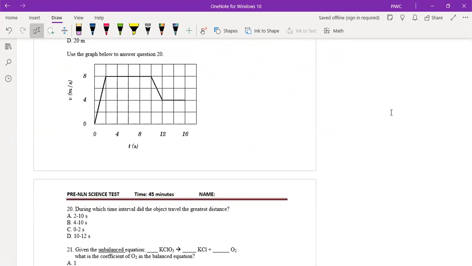Okay, let's look at number 20. It's based on the graph. So during which time interval did the object travel the greatest distance? So greatest distance. So think about the area under the graph again, between those time intervals. So 2 to 10 seconds. 2 here, 10 is here. So we're looking at all this area here to 10. That's 2 to 10 seconds.